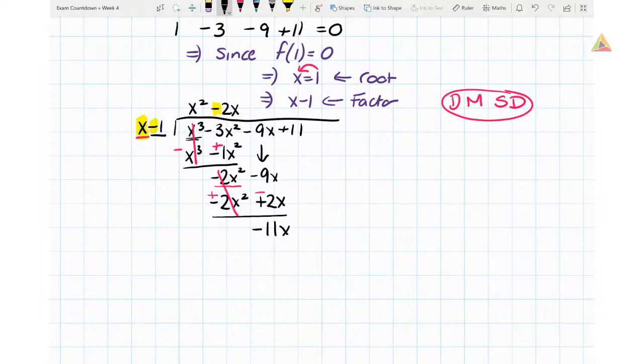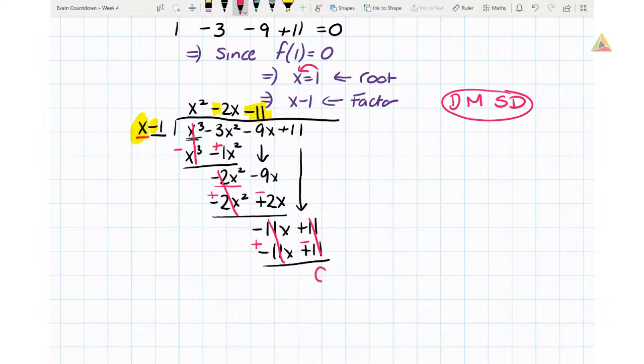Okay, last term to drop down is our plus 11. So we're going to drop that down and start all over again. x goes into minus 11x minus 11 times. Answer goes on top, and then we're going to multiply. We're multiplying our minus 11 by our lead term x here. That gives me minus 11x. Minus 11 by minus 1 is plus 11. Subtract, so change your signs.